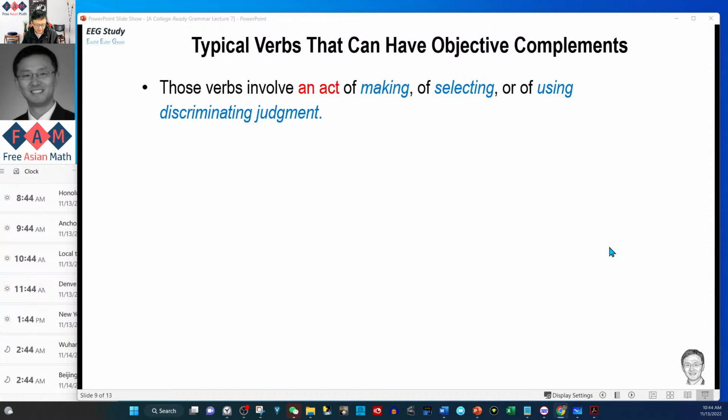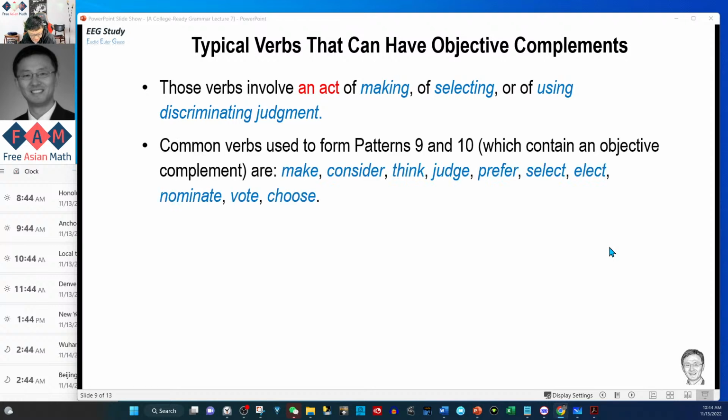So again, not every verb can do that. It's a relatively small proportion of all the transitive verbs that can actually have an objective complement. Those verbs involve the act of making, selecting, using, discriminating judgment. What does that mean? Well, we will see the verbs when we actually see that. The common verbs used to form pattern number 9 and 10 are make, consider, think, judge, prefer, select, elect, nominate, vote, choose, and so on.